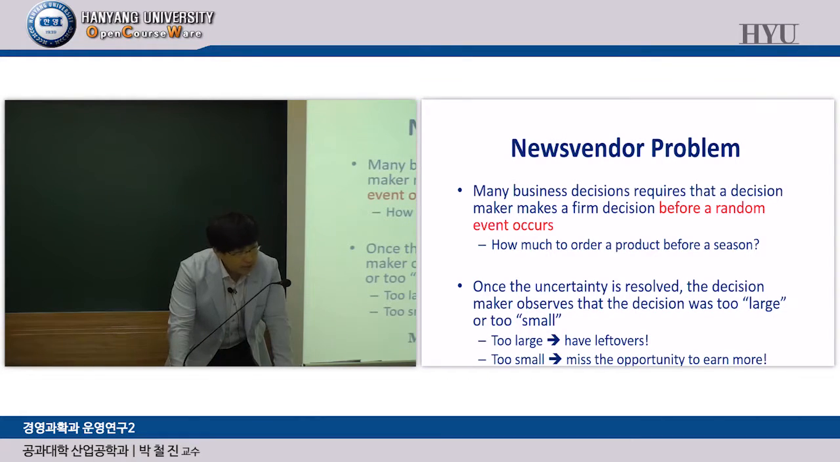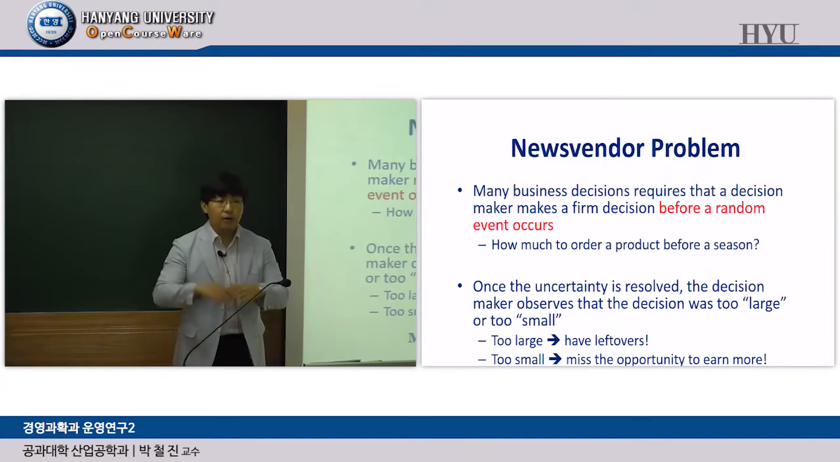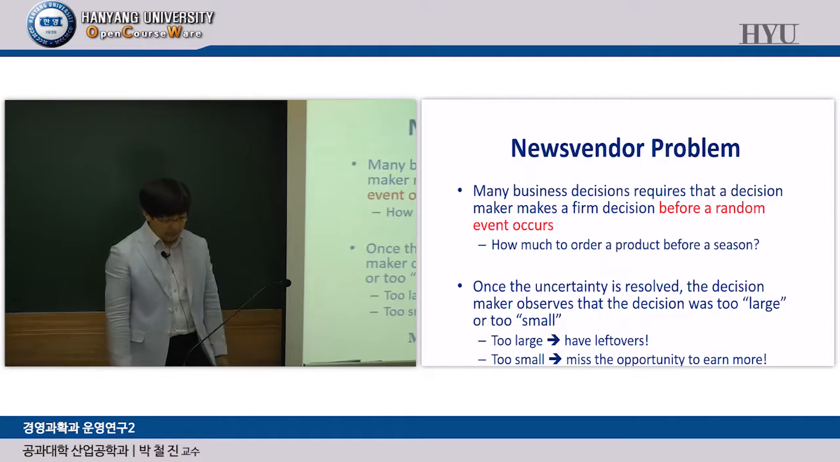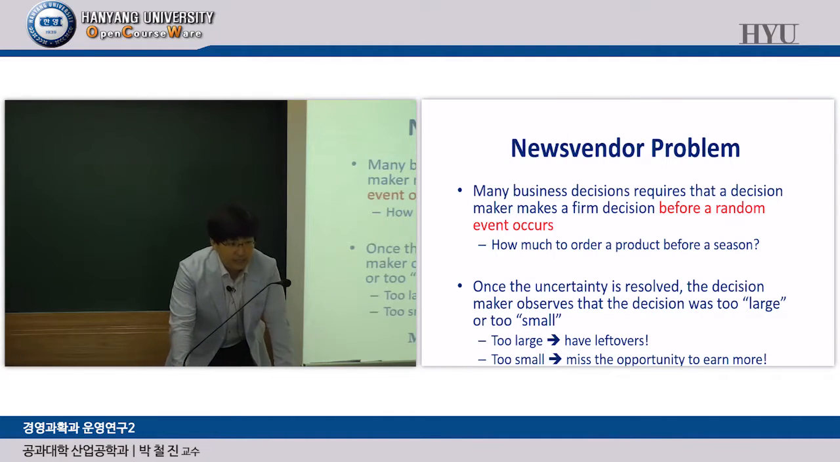then maybe we can have leftover items. If we buy a small number of newspapers, in other words, too small relative to the order of the day, then we can miss the opportunity, the chance to sell some newspapers. That's the situation. And the thing is, demand is random. Demand is a random variable.